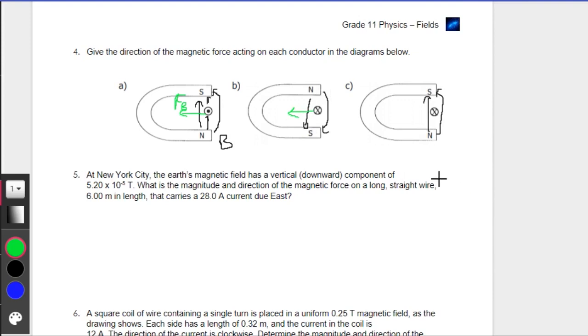For C, I'm not going to tell you what to do, so I'll just state where your finger is going to go for your magnetic field. Where is the thumb going to go for your current? And what direction is your palm facing?